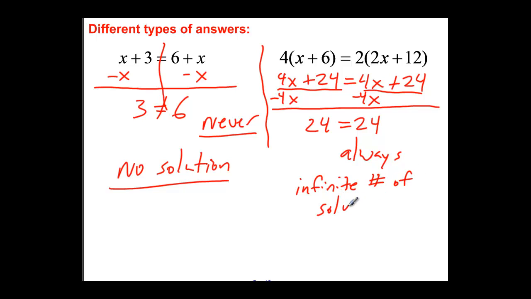And what that means is I can plug any value in for x. I can plug in 100. I can plug in -2. I can plug in 16. And it will always work out because the 24 always equals 24. So here's a great example of never happening and always happening. And we'll see this better represented on a graph, but algebraically, that's what we're looking at right here.